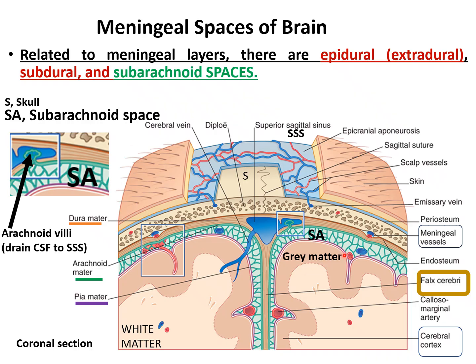Also, you can see here, as I mentioned, the falx cerebri, which separates the right and left cerebral hemispheres. This falx cerebri contains the sinus called the superior sagittal sinus along its upper border. And this sinus here is invaded by what are called arachnoid villi, which are extensions from the arachnoid, and they drain CSF into the superior sagittal sinus.